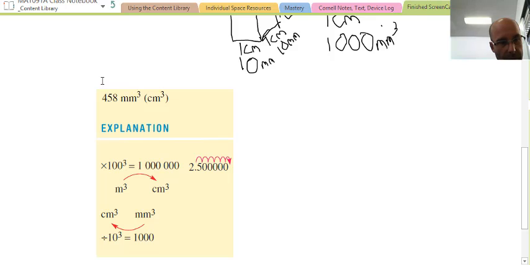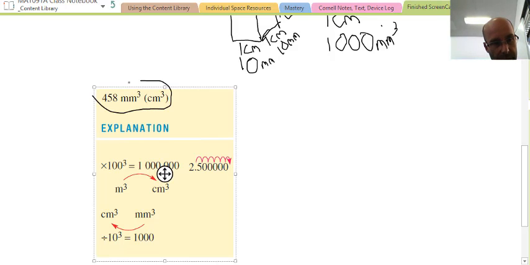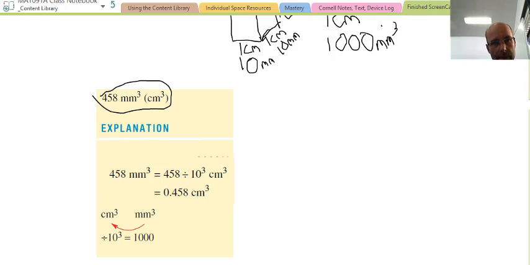To use an example, if we had to convert 458 millimetres cubed into the same volume but with centimetres cubed, which is this example here, we're remembering that we're going to get a smaller number for our answer, aren't we?